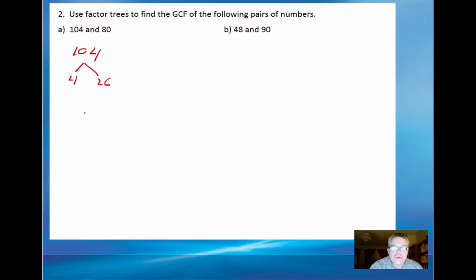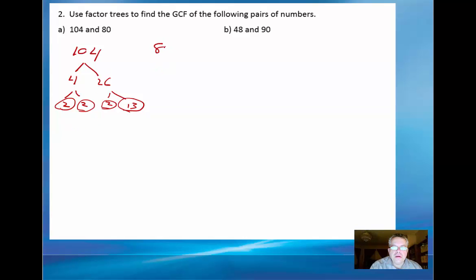You could also use 2 or some other numbers. 4 can be broken up as 2 times 2, and 26 as 2 times 13. So remember, once I get to prime numbers, I circle them. 104 is 4 times 26, but we can replace that with 2 times 2 times 2 times 13. So that's the factor tree for 104.